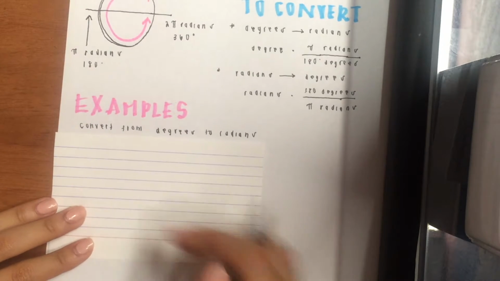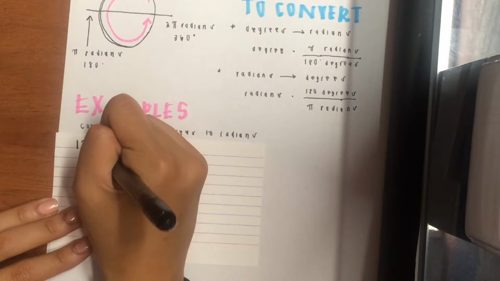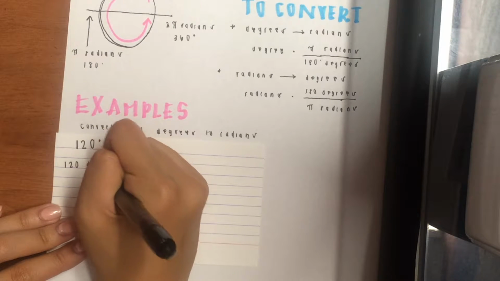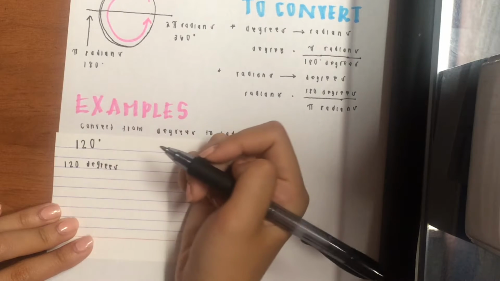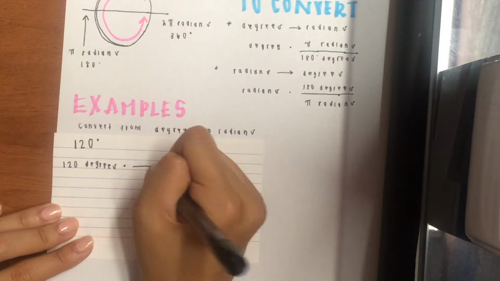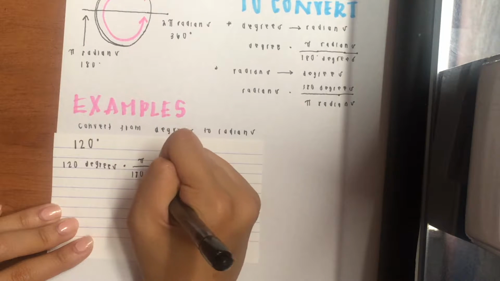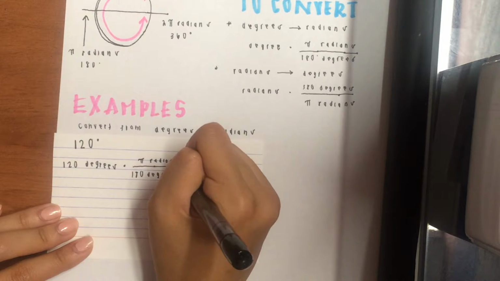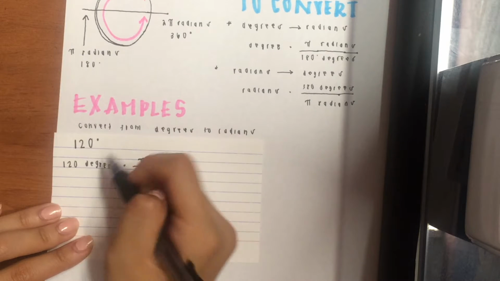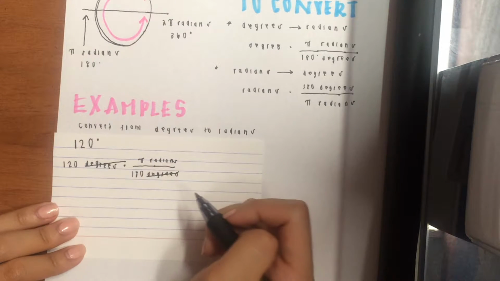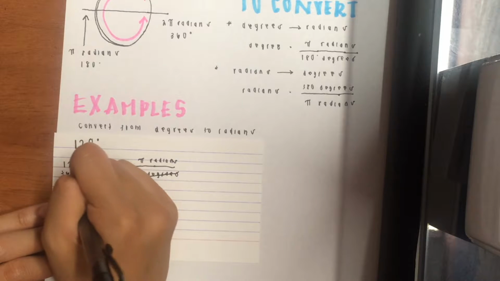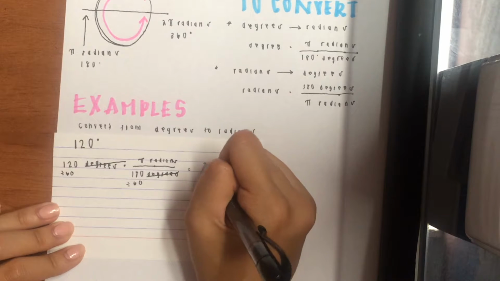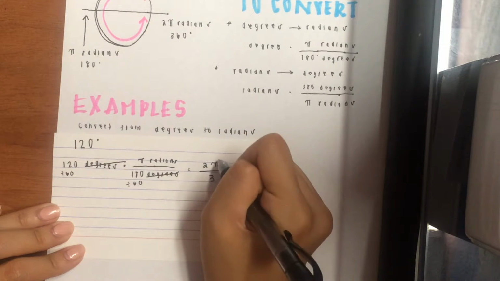Moving on to examples. For our first 2 examples, we would be converting from degrees to radians. We would first be converting 120 degrees. We would set up our problem as 120 degrees multiplied by pi over 180. The degrees would cancel out. In order to simplify it further, 60 goes into both 120 and 180, leaving us with 2 pi radians over 3, which is also our answer.